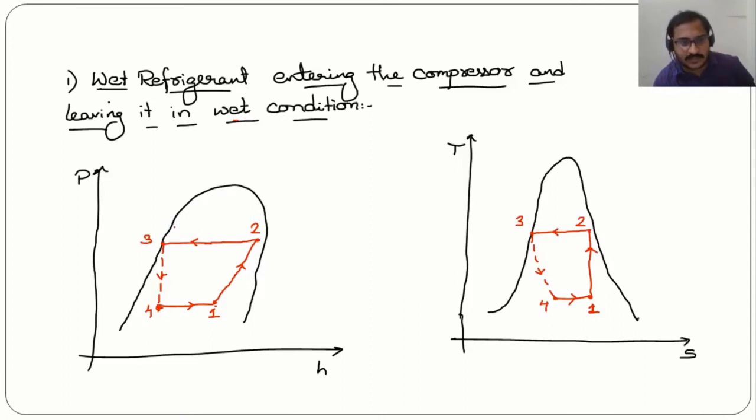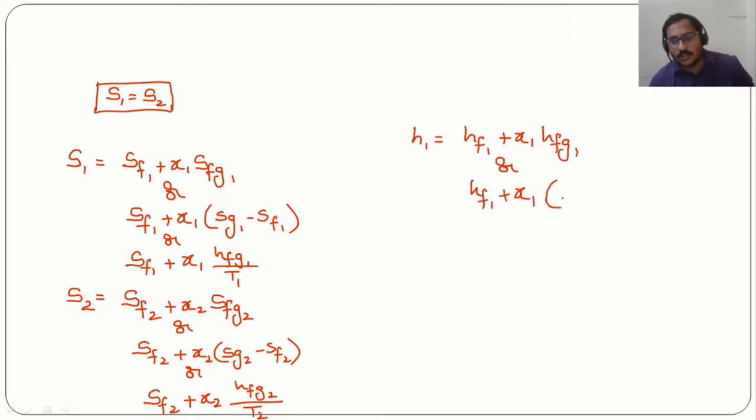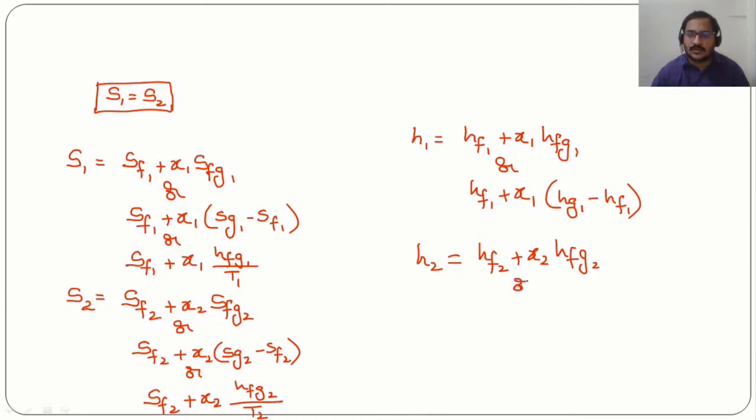So while entering the compressor or while leaving the compressor, the dryness fraction will be given. Based on that, we need to determine the other dryness fraction, then only we will be able to calculate the enthalpies. So here H1 is equal to HF1 plus X1 into HFG1, or HF1 plus X1 into HG1 minus HF1. Then H2 is equal to HF2 plus X2 into HFG2, or HF2 plus X2 into Hg2 minus HF2. So this is H2 enthalpy.